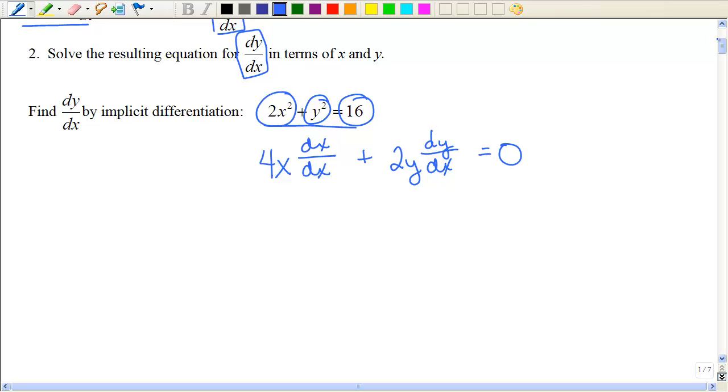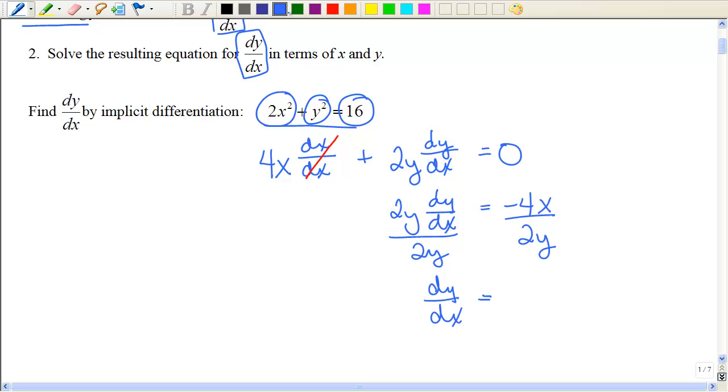Probably the harder steps will be to solve for dy/dx. Right? So when we see dx/dx, we know that's a value of 1. Right? So just algebra, we're going to isolate dy/dx. So subtract 4x from both sides. Then I'm going to divide by 2y. Reduce that. That's your answer.